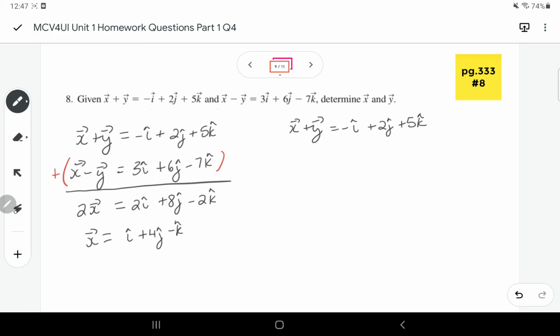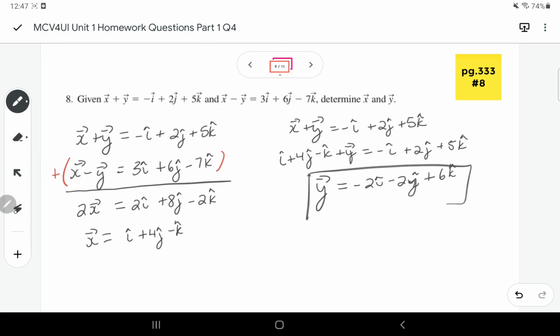Putting in the values for x and then solving for vector y. So I plus 4j minus k is our x, plus y equals negative i plus 2j plus 5k. And then if I bring the terms from the left over to the right, I would have negative 2i, and then I have 2j minus 4j, so negative 2j, and then 5k plus k, so plus 6k. So just rearranging all of the algebra that you've done all along also does work with vectors.